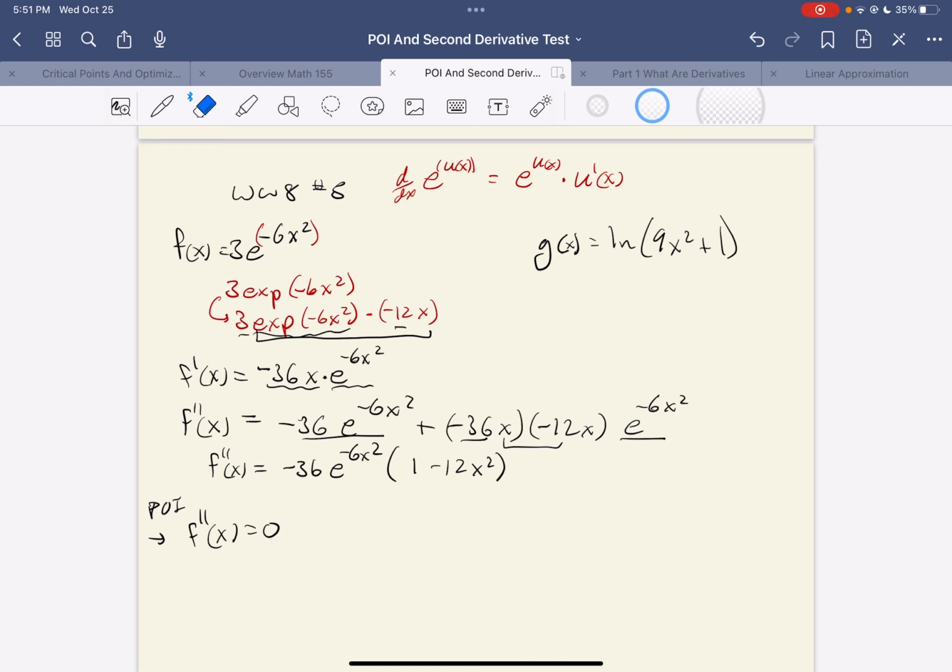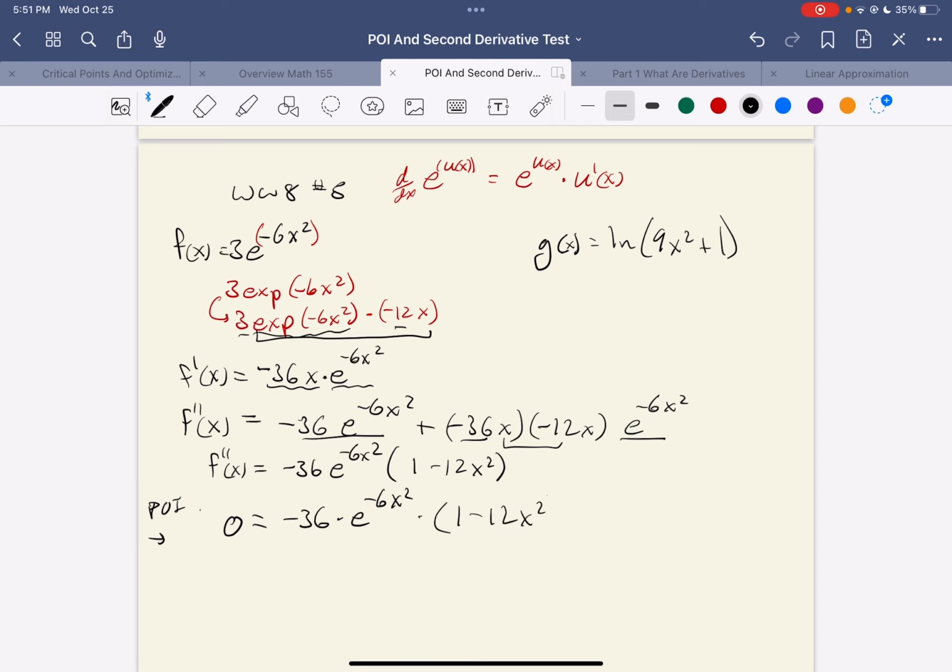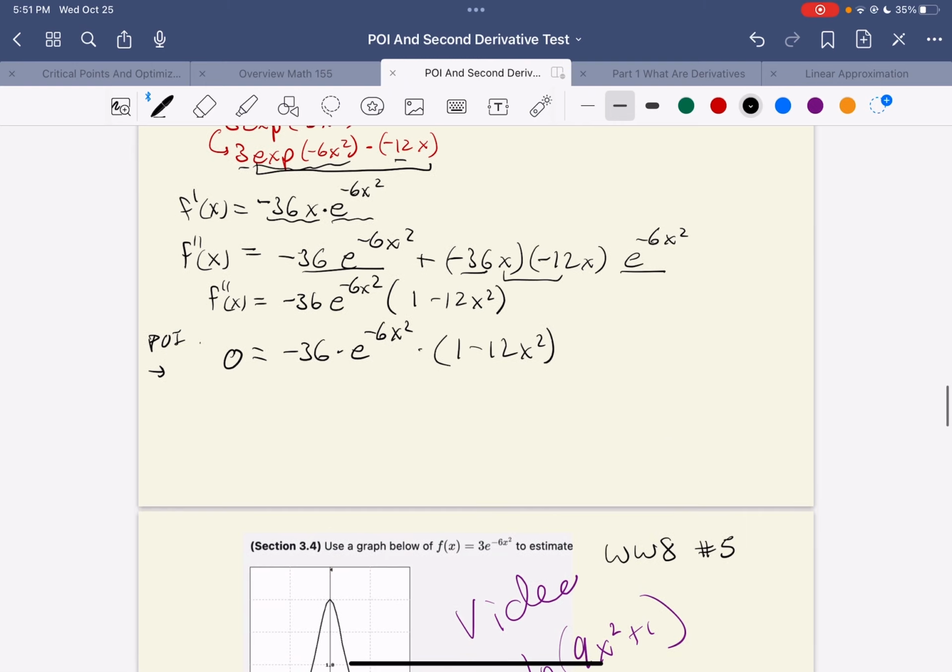So let's set it equal to 0. 0 is equal to negative 36 times e to the minus 6x squared times 1 minus 12x squared. If you multiply two or three numbers, the only way you can ever get 0 is if at least one of the numbers is 0. If we divide out the minus 36, that's never 0, so we don't really lose anything.